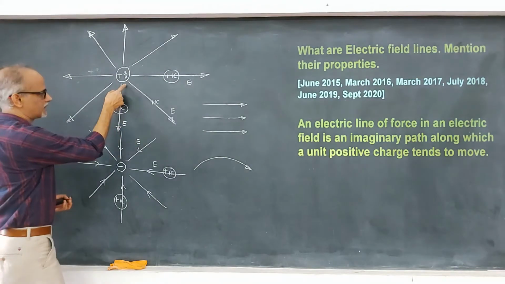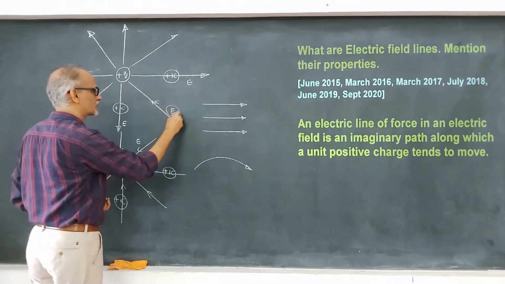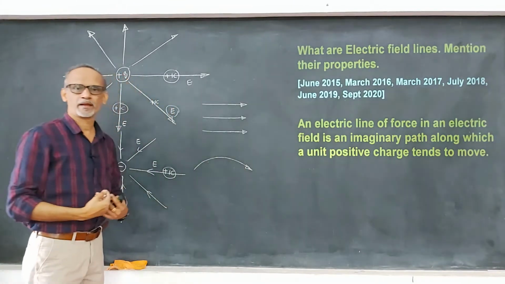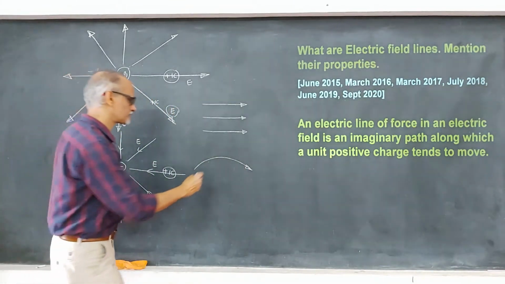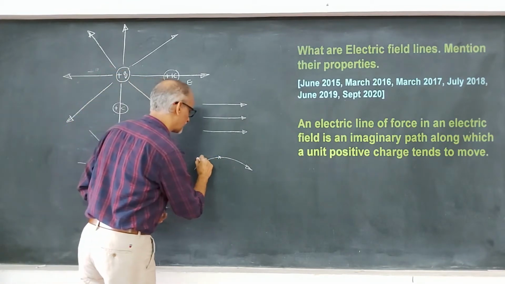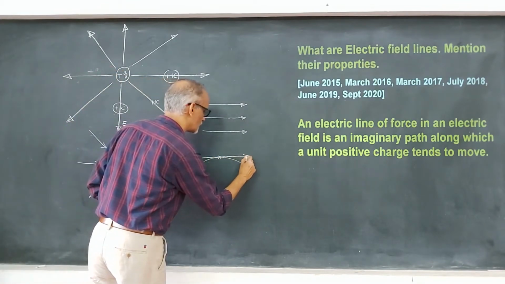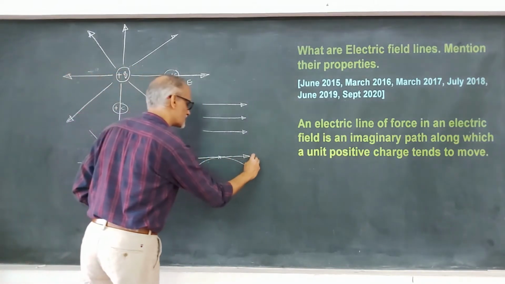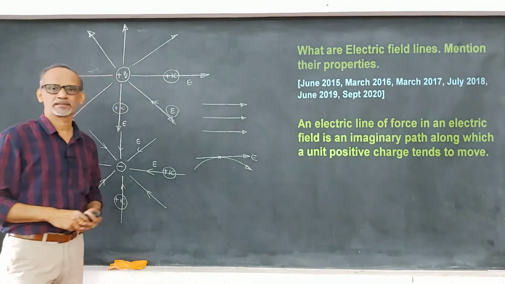If it is a straight line, that line itself indicates the direction of the electric field. If it is a curve, then how do we find the direction of the electric field? Suppose I want to find the field here. Then draw the tangent to that line of force at that particular point. That gives the direction of the electric field at that point.